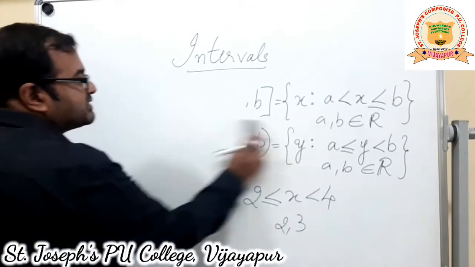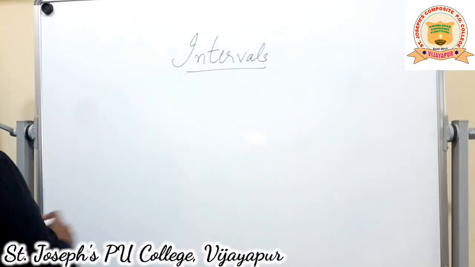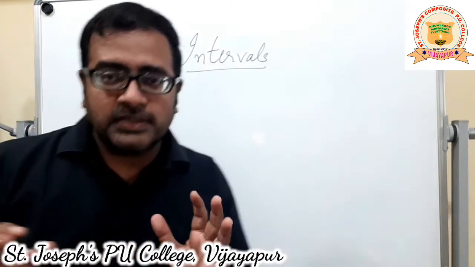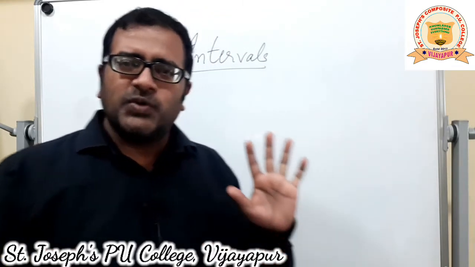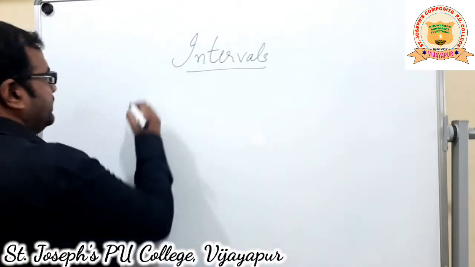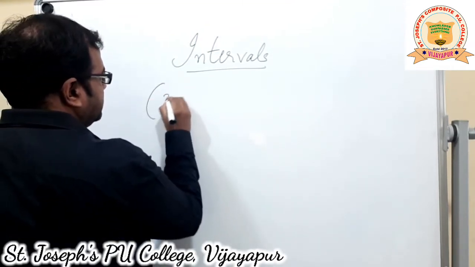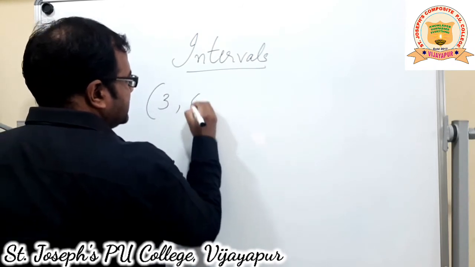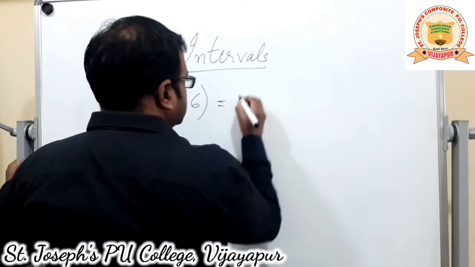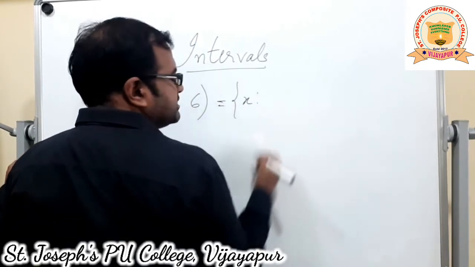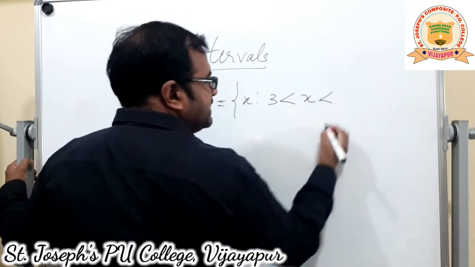Just to understand this concept comparatively, we will compare with some numbers here. I will take some numbers from natural numbers, but the definition is not for natural numbers, it is for real numbers. It's only for your understanding. Now, let us see all the 4 possibilities. If I take 3, 6, okay, which are these numbers? These are the numbers, okay, set of all x such that 3 strictly less than x less than 6.